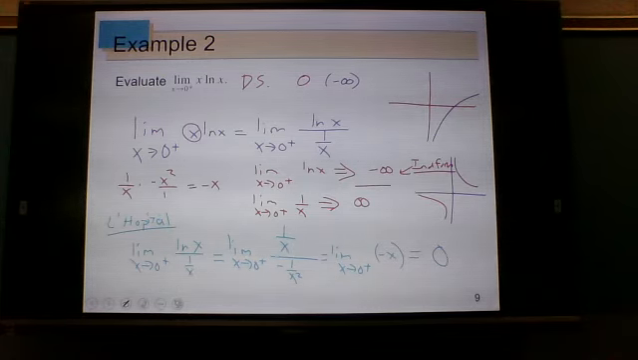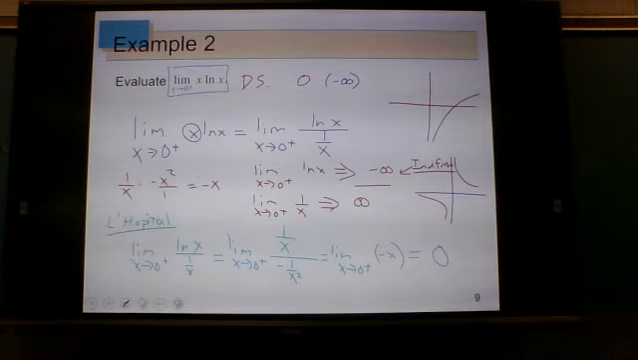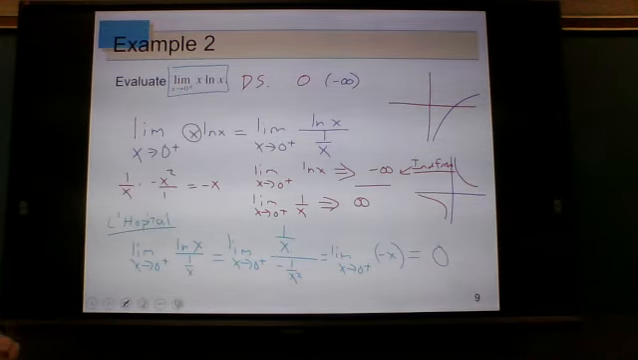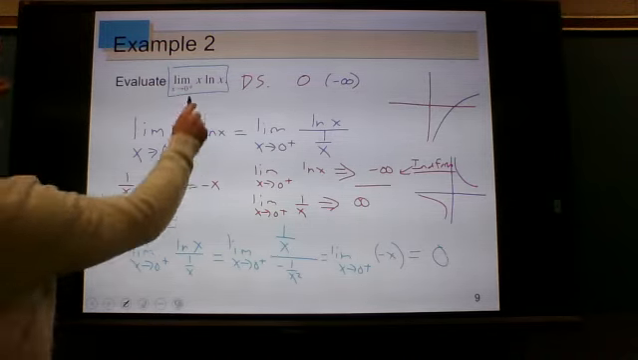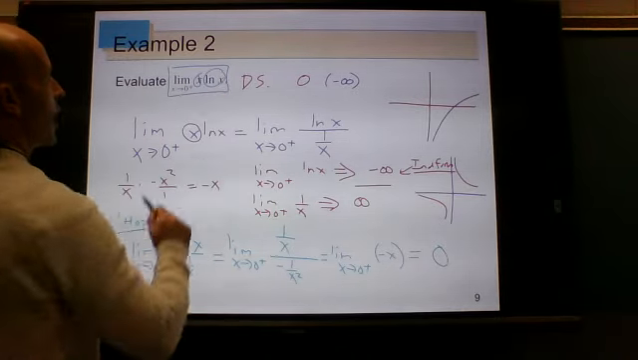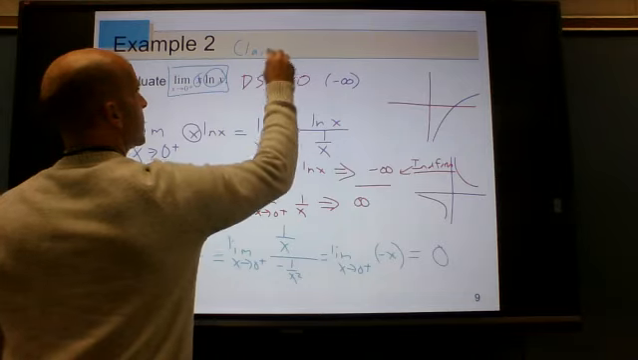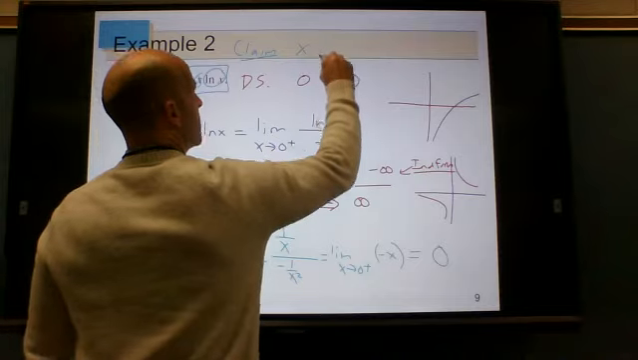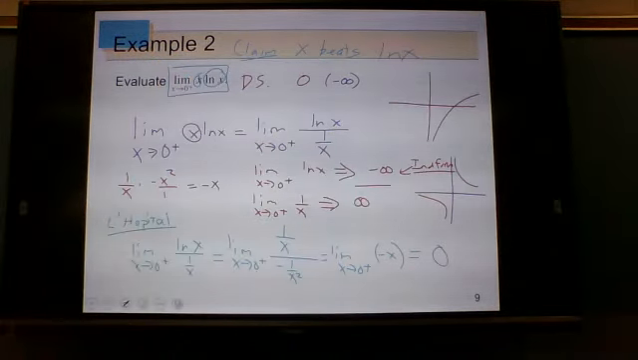So now here's the interesting thing. Let's go back to the original question here. The original question was, what is the limit of the product? Remember, this is a product, x times ln of x. So I've got this function x, and I've got this function ln of x, and I claim that in this case, x beats the ln of x. X beats the ln of x.